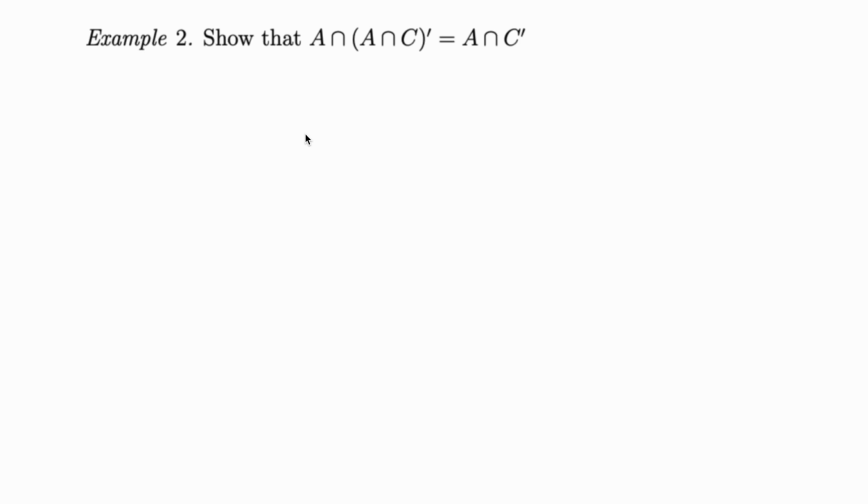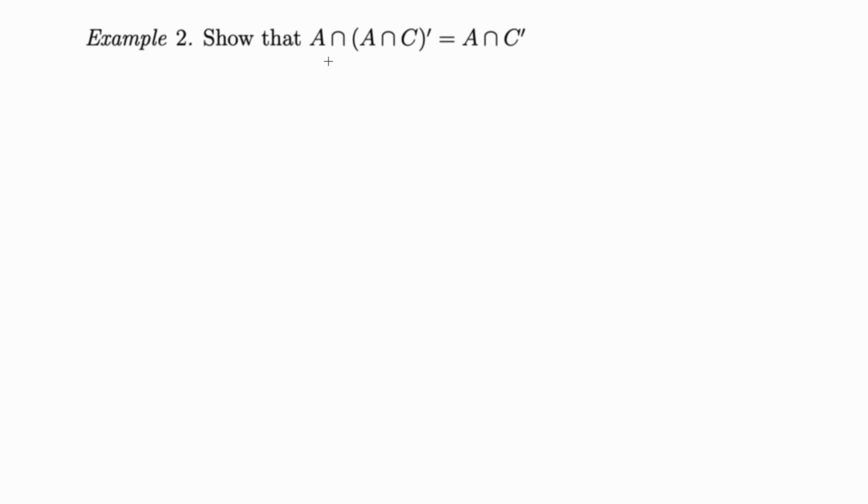Hello everyone. So today we'll be going over this example right here, example 2. It says show that A intersection (A intersection C) complement is equal to A intersection C complement. So for this, we have to just show that they're both equal to each other.